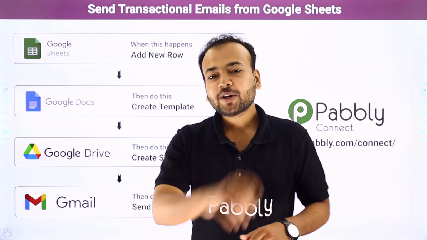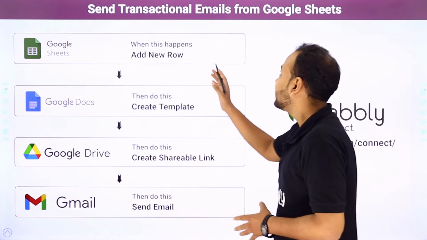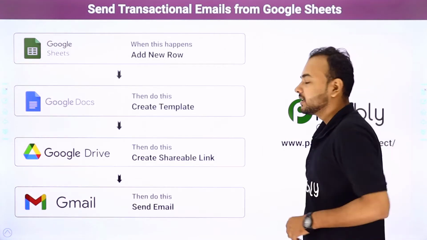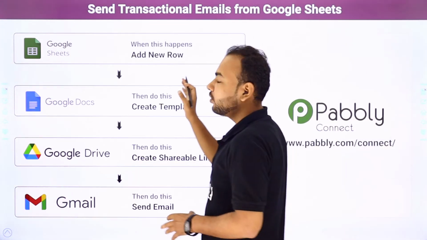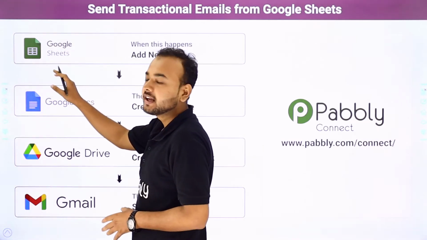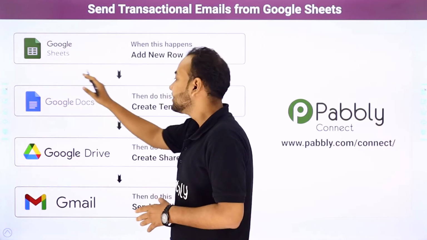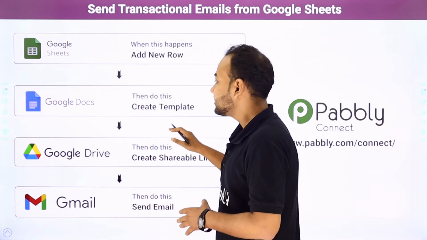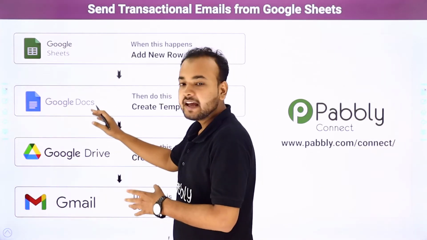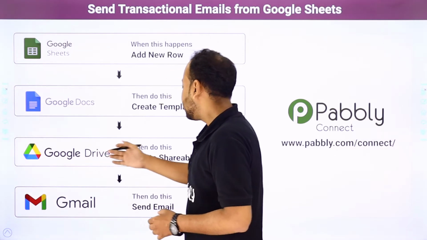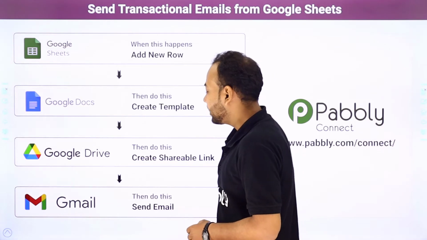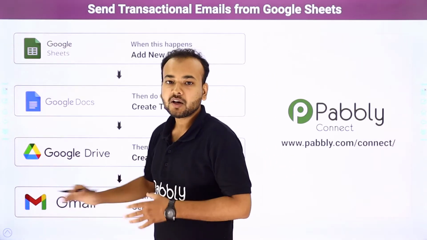In this video, you are going to learn how to send transactional emails from Google Sheets. Right? Now let's see what is happening here. So, you have added a new row in which you have entered the order details of your customer in a Google Sheet. And according to those order details, you are creating an invoice from Google Docs from a template, and then you are going to save that invoice in a Google Drive and then create a shareable link of that invoice. Then the same invoice you are going to send as an email from your Gmail account.